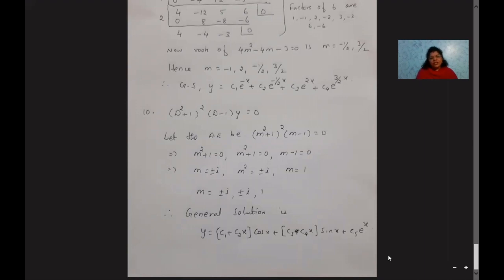Now, the first two roots are complex and repeated. So case number 4, we have to use here to find out the complementary function. And the last one is case number 1. So what is the general solution? E power alpha x. What is alpha here? 0. What is e power 0x? 1. Thus I have got (c1 plus c2x) into cos x, because beta is 1 here, and (c3 plus c4x) into sin x, because again beta is 1, plus this is c5 e power x.